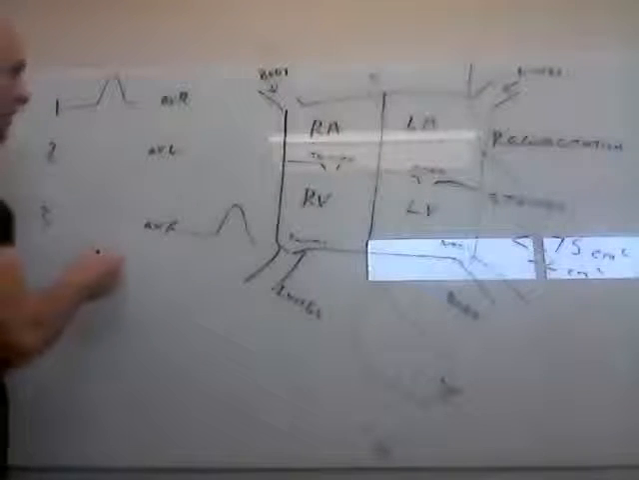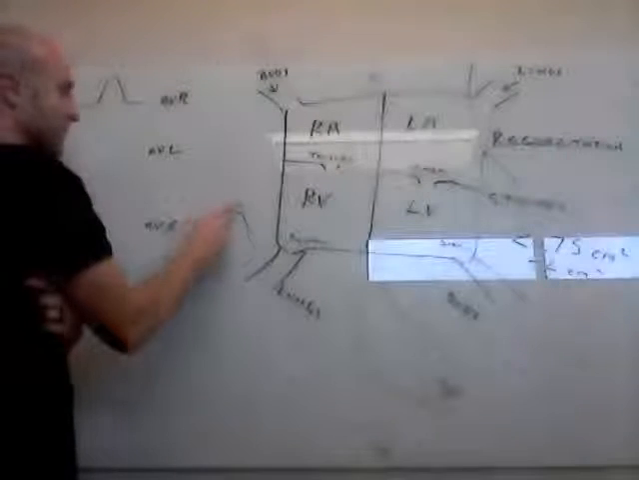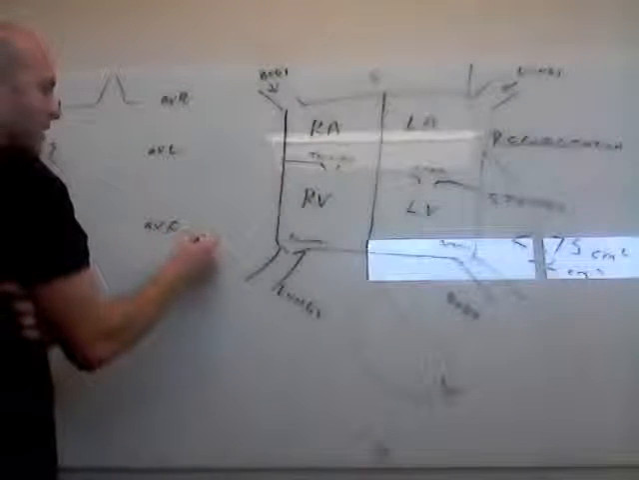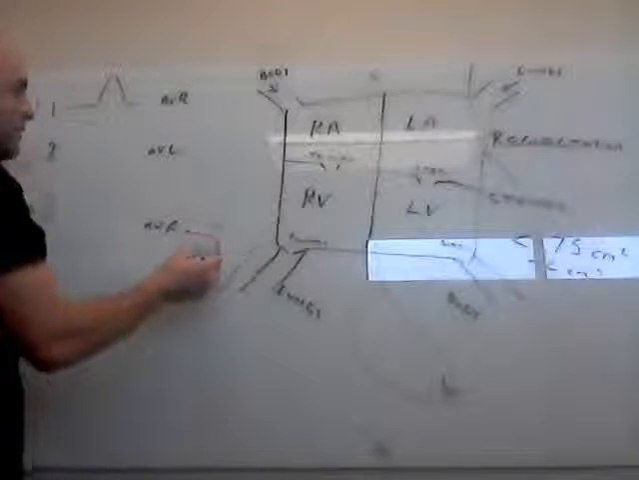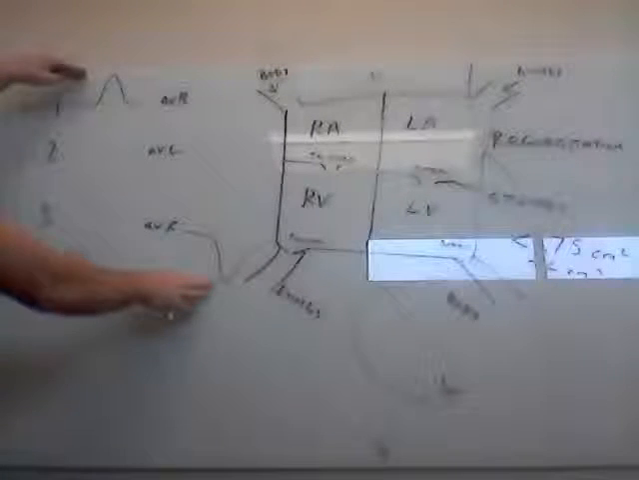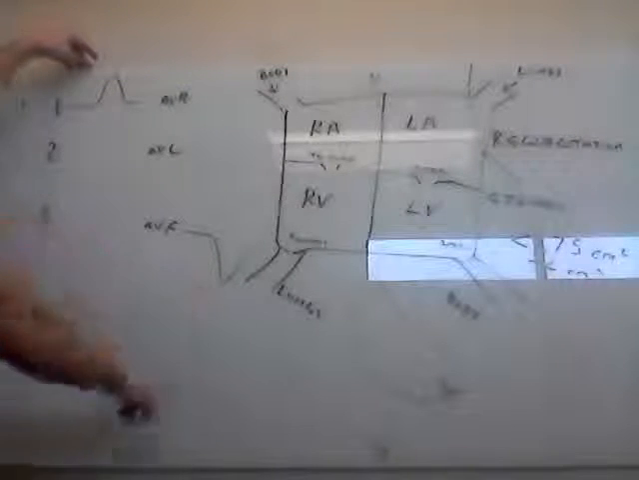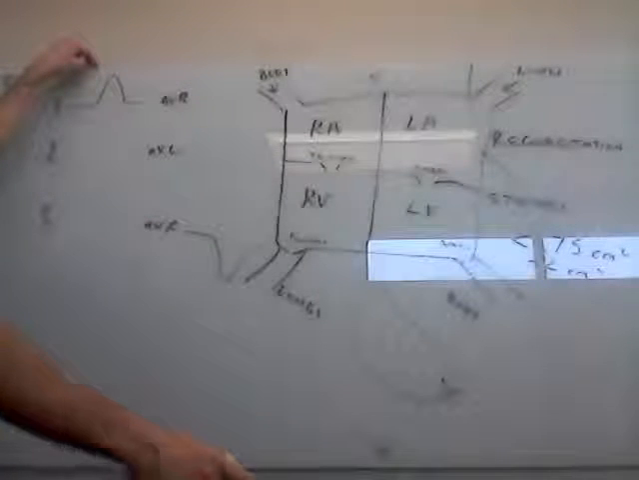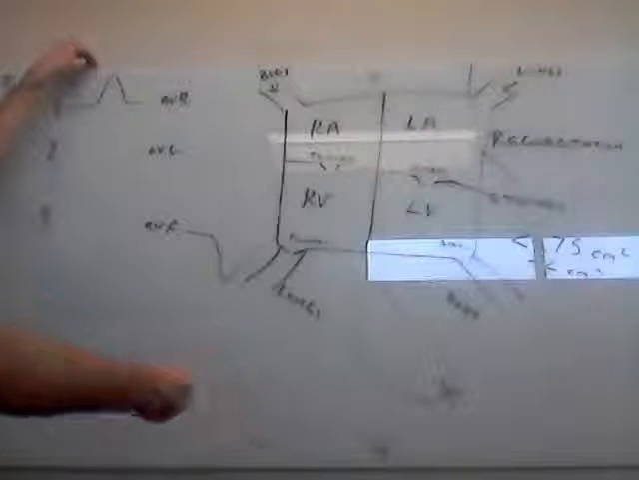However, if you look at these, and you see AVF is pointing down, and this is mostly pointing up, you see these are pointing away from each other. If they're pointing away from each other, this is a sign of left axis deviation. Left axis deviation means something on the left is big or something on the right is small, okay?